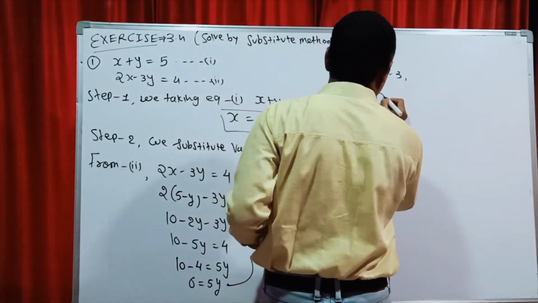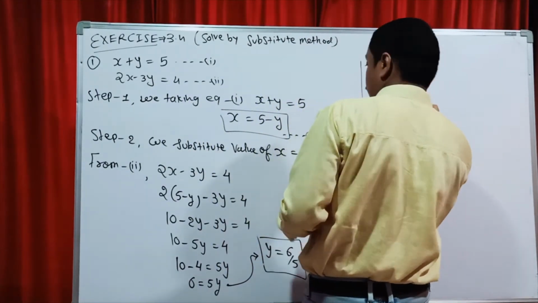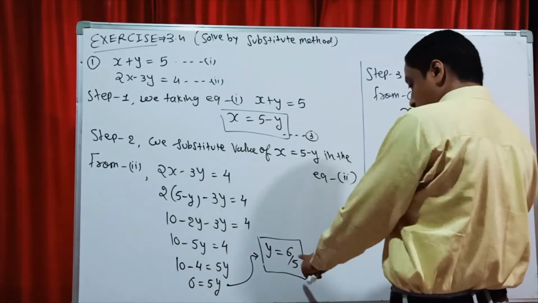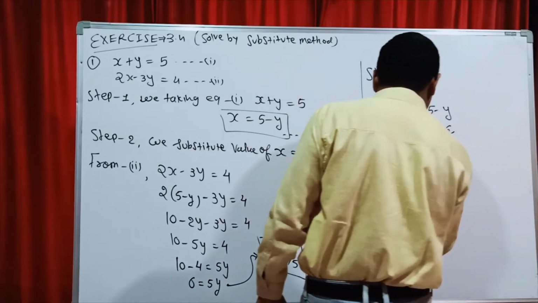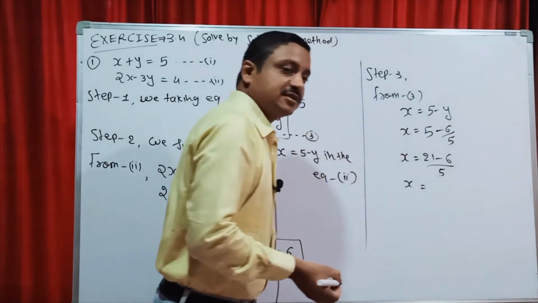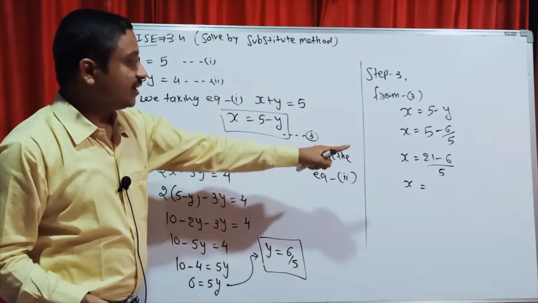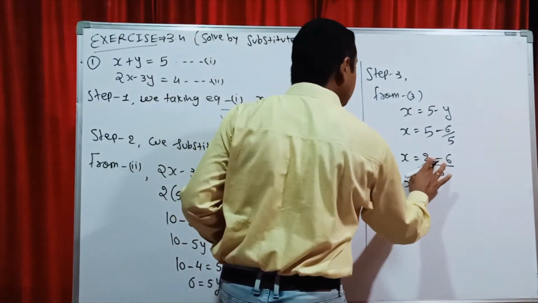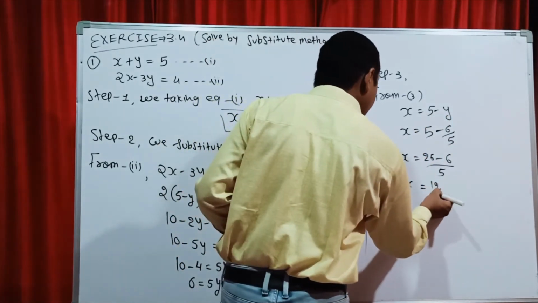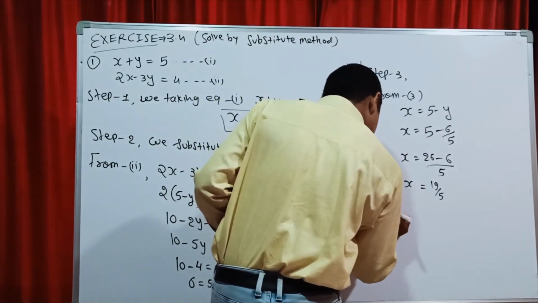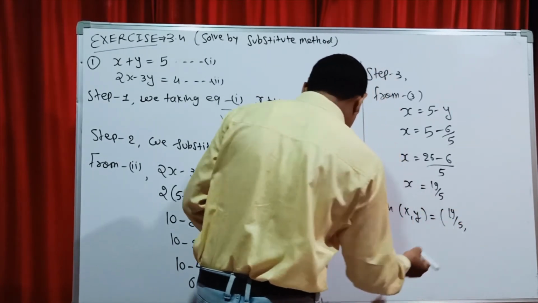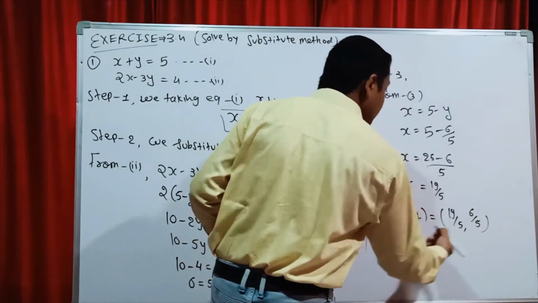So from 3, what do we have? x is equal to 5 minus y. Apply the value: y becomes 6 by 5. So your answer is 5 minus 6 by 5. How much is 5 minus 6 by 5? Students, 5 5s are 25. Sorry, my mistake, 5 5s are 25. 25 minus 6 is 19 by 5. So finally we get the solution x comma y as 19 by 5 comma 6 by 5.